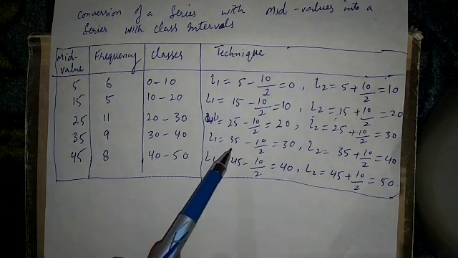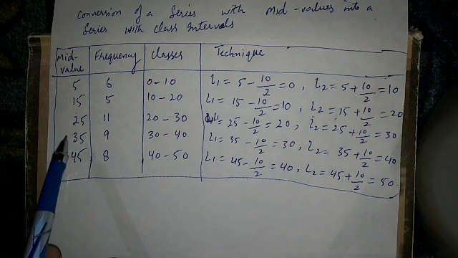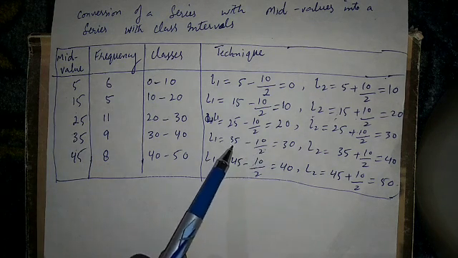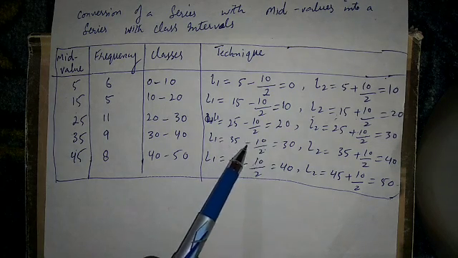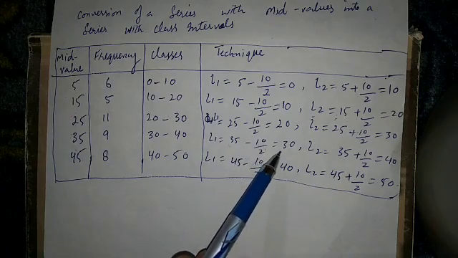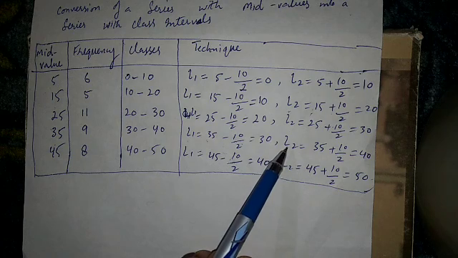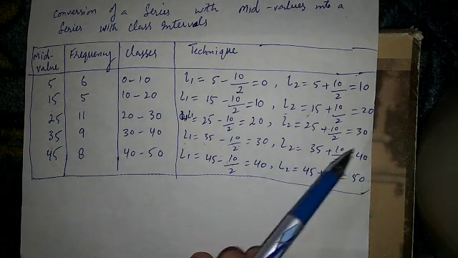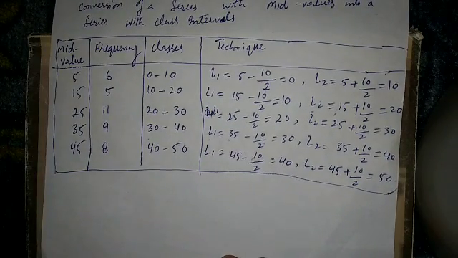And the mid value is 35, and 35 minus 25 is 10, and 10 by 2 is 5. So 35 minus 5 is equal to 30, we get the lower limit. Upper limit L2 is equal to 35 plus 10 by 2, that is equal to 40. That means the lower limit here is 30 and the upper limit is 40.